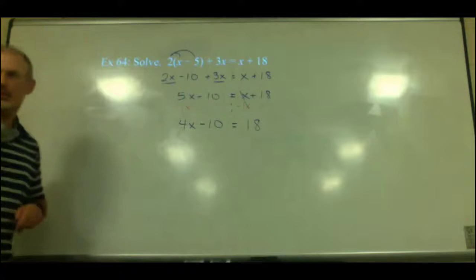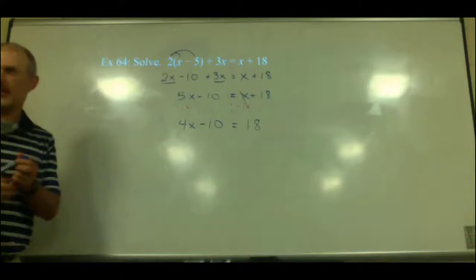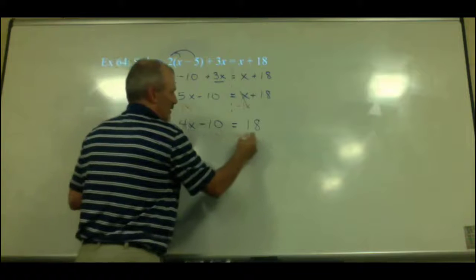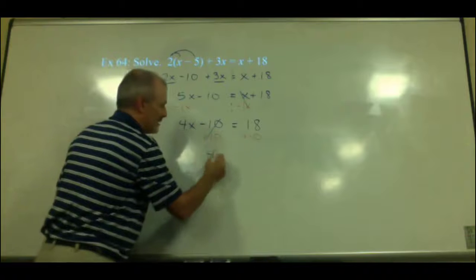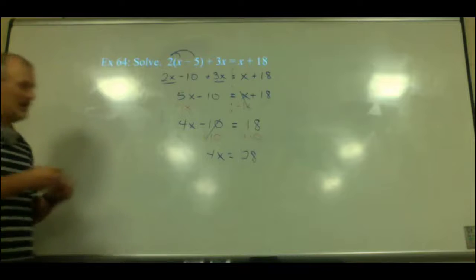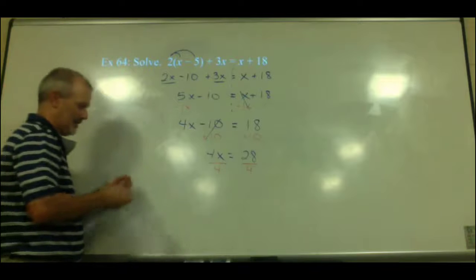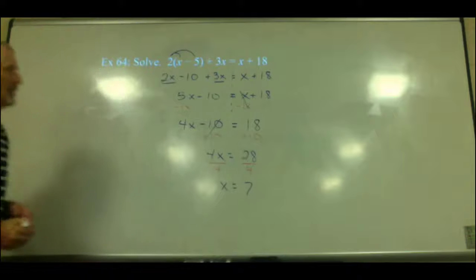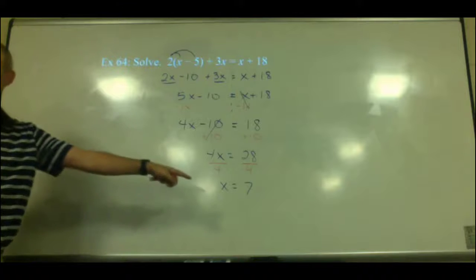And again, from here, we should be on relatively smooth sailing. What are we going to get rid of next? The -10. And how do we do it? Add 10. And then this cancels out. And we have 4x equals 28. And finally, divide by 4. And we get x equals 7. And if you wanted to check that one, you can. You just have to replace all the x's with 7s.